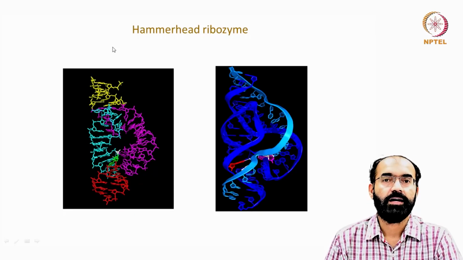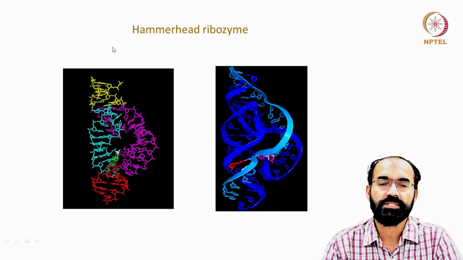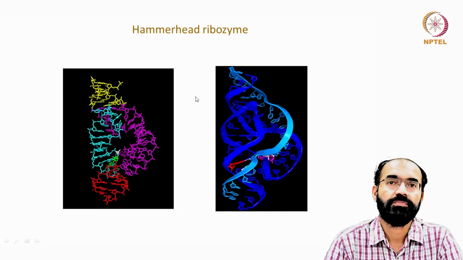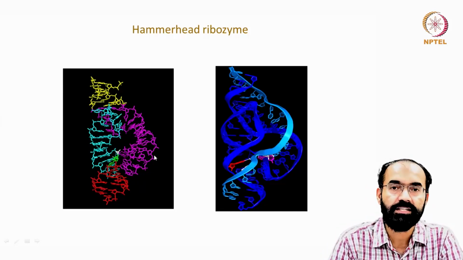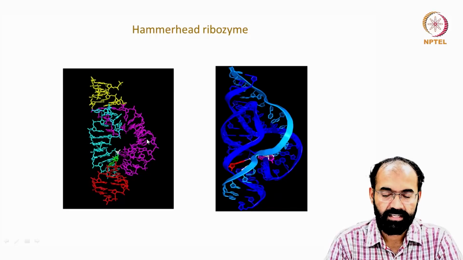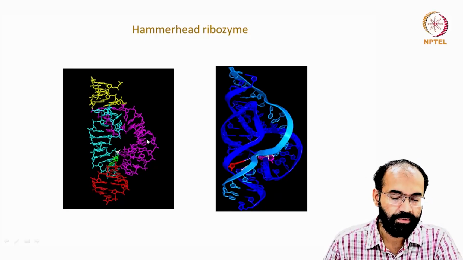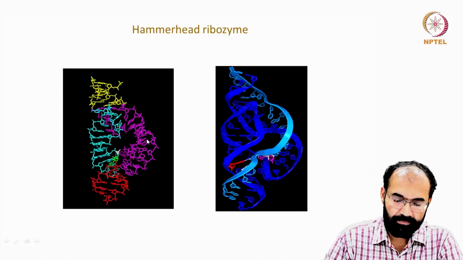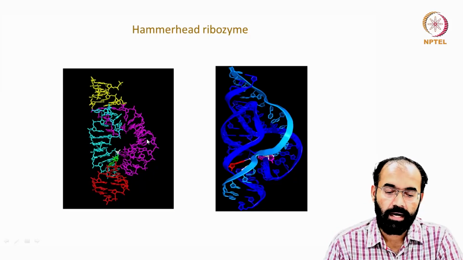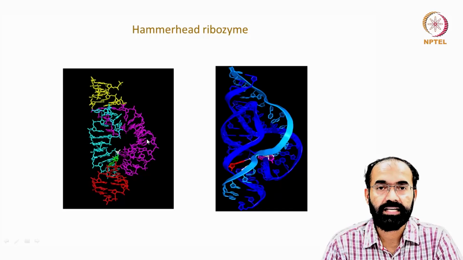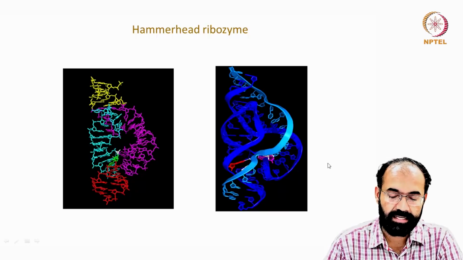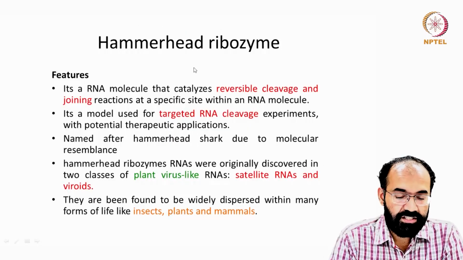Welcome back for another class on ribozymes. We left off in the last class with the structure of the hammerhead ribozyme. As you can see from this picture itself, it resembles the head of a hammerhead shark, hence the name hammerhead ribozyme. So what I would say is that these kinds of molecules, which are named after different shapes, are quite handy for the various biological functions of the cell, and we will see them in more detail. So, some features of the hammerhead ribozyme.